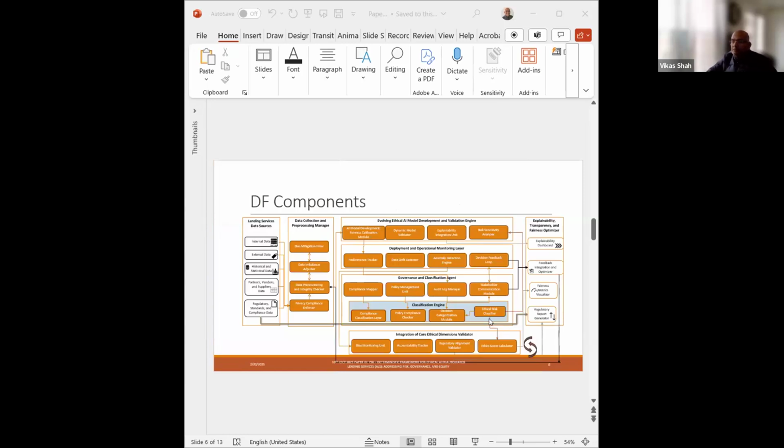Now, this is the framework, and it has specific elements that can address bias, fairness, transparency, all of those issues at each level, starting from data collection from the various sources. It goes into the AI models, to the performance tracker, to the compliance and policies, and then there is a classification engine, for which we develop the governance behind it and the governance lifecycle.